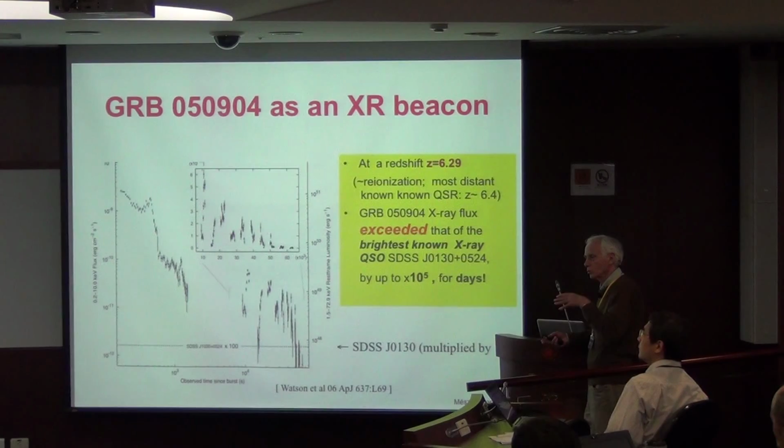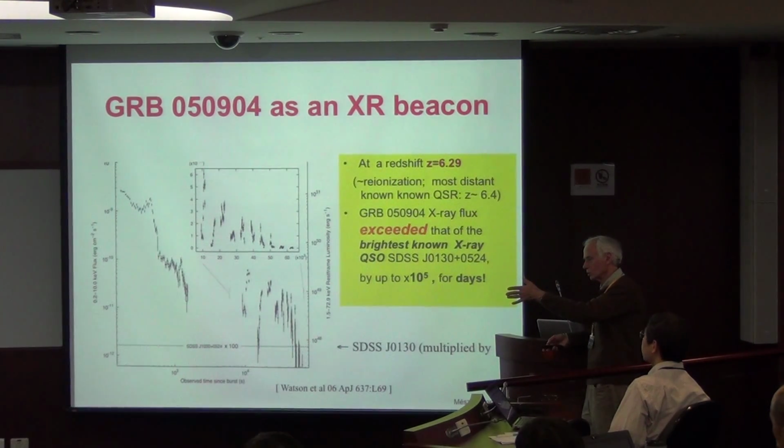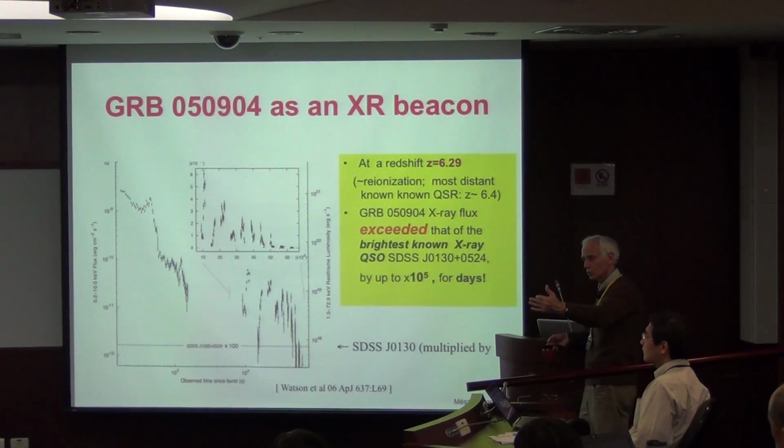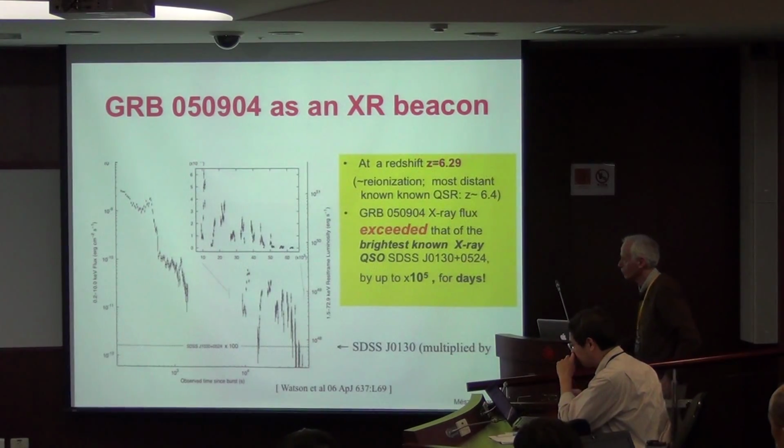And so you can use it as a sort of flashlight illuminating through the intergalactic medium. It's a continuum spectrum, like an X-ray synchrotron spectrum, that you can use to shoot through material to find the absorption lines of the intervening material. What is the chemical composition of the intergalactic medium between that object and you?